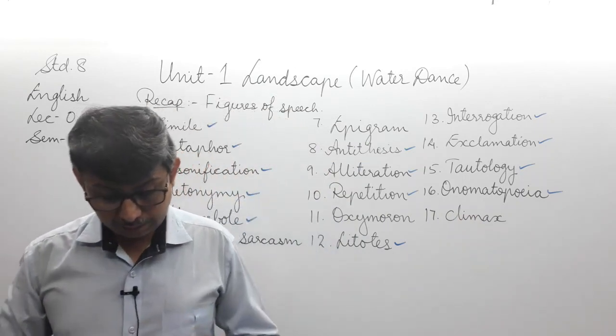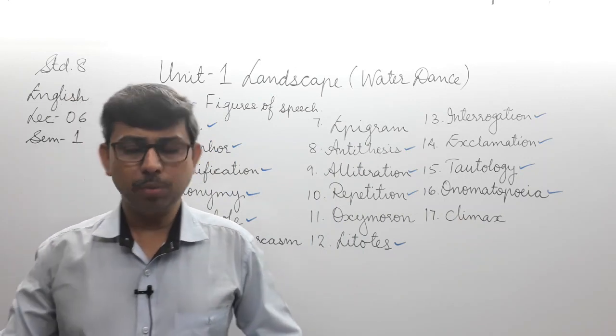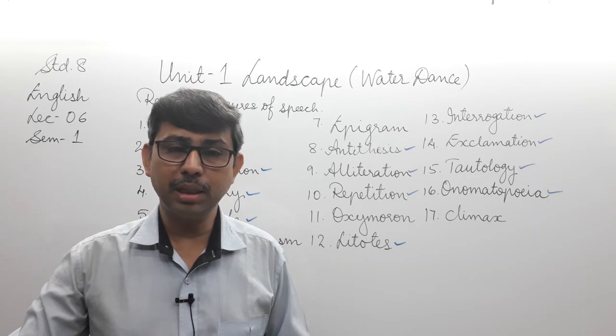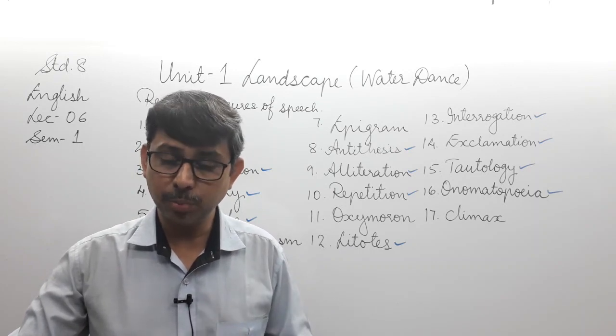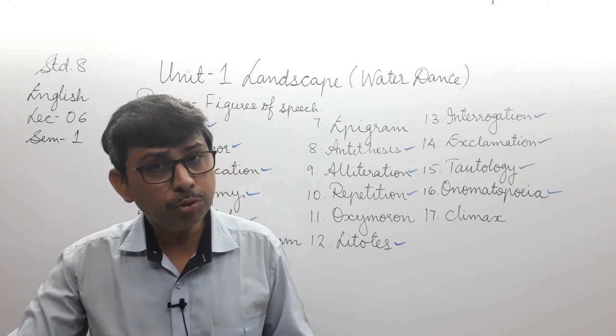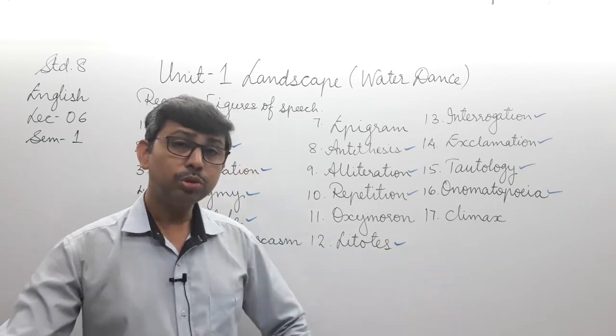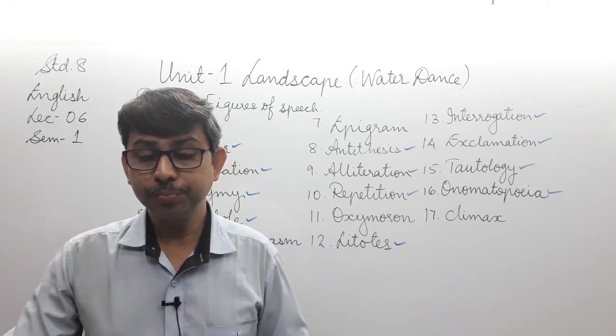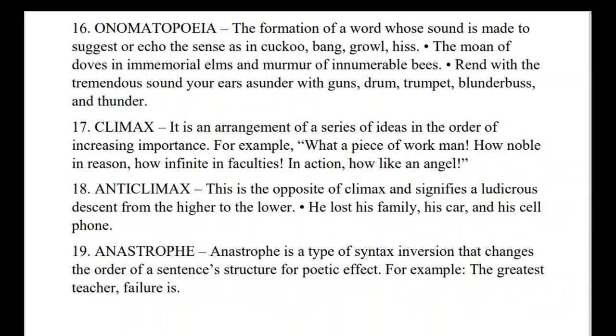Well, so 17 figures of speech we've already learned and understood what they are and how they are used with the examples that I tried to show you with the images in the last video. Well, there are a few more starting from 18 to 22. So have a look at your screen, the image being displayed to you. Anticlimax. Anticlimax is just the opposite of climax, which is the decreasing order of its importance. This is the opposite of climax and signifies a ludicrous descent from the higher to the lower.